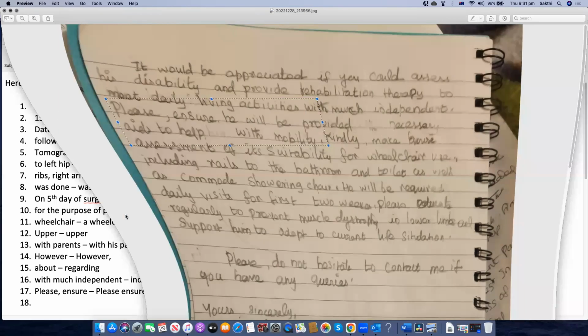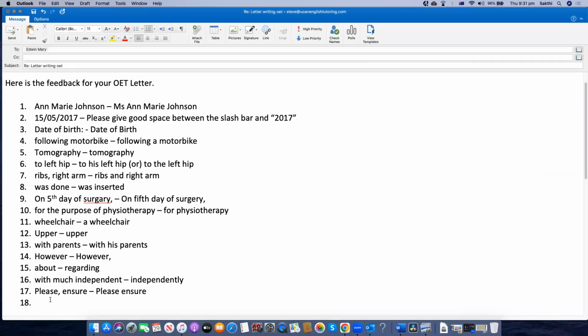Or you can also write like this. For example, let me write like this. You can start like this: "Providing necessary aids is vital to support his mobility." So you can write like this. This is going to be pretty simple. It's going to be a pretty simple sentence. Write like this in passive voice.